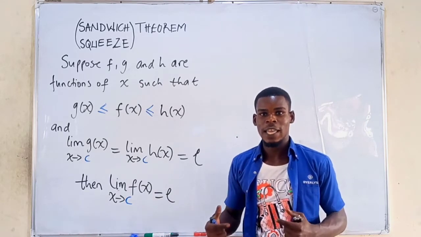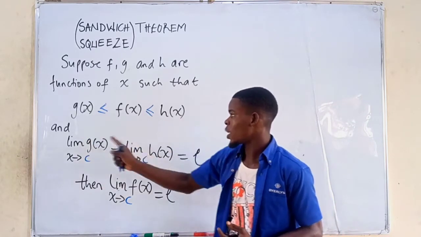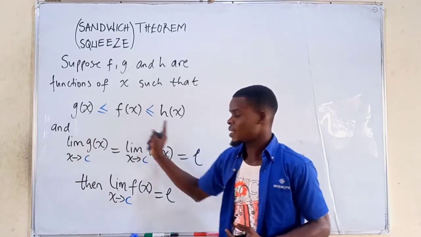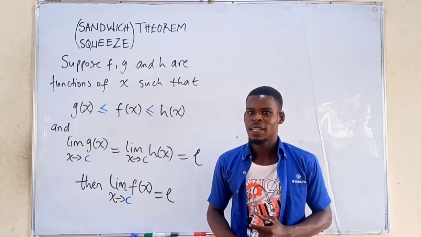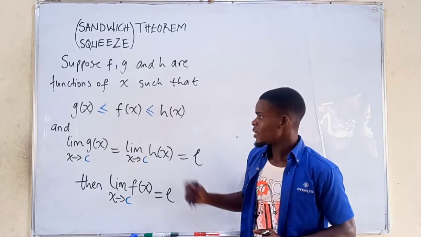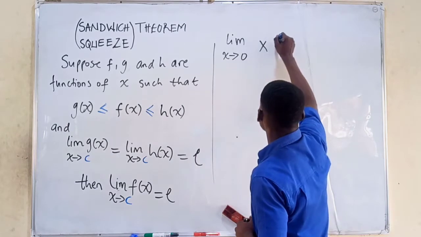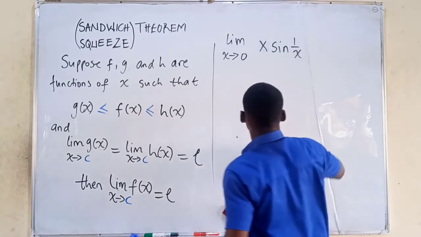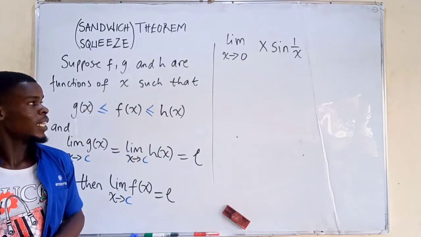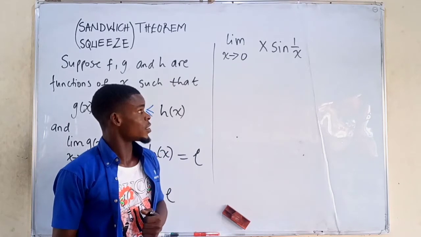So you have f of x lying between two functions, bigger than this one and less than this one. But their limits are the same. Then the limit of this one will also be the same. That's just it. Let's apply this and solve this very nice function: x times sine of 1 over x. To find the limit of this function, the sandwich theorem will be very necessary.